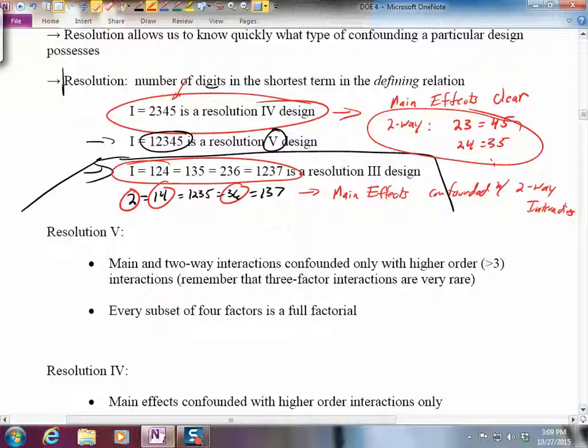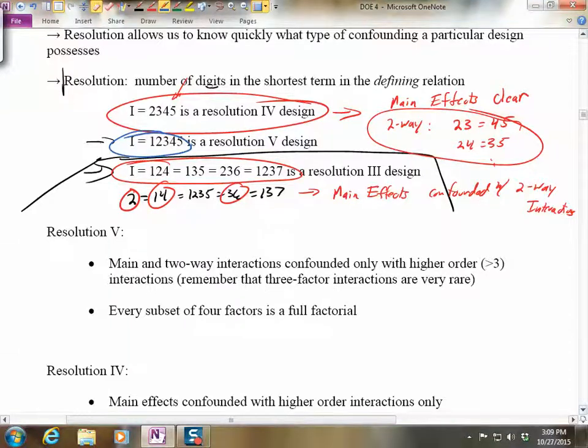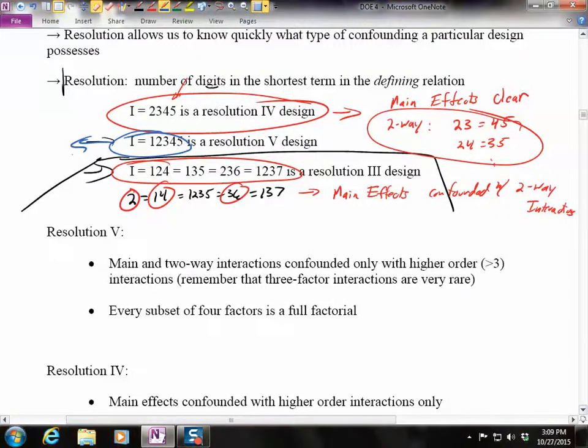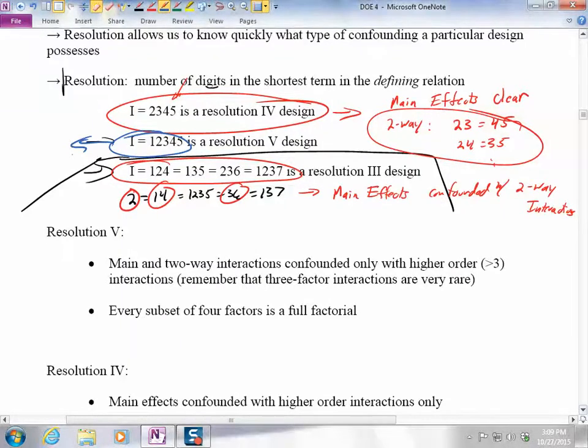That summarizes resolution 4. And looking at resolution 5 design, main effects are confounded with what? 4-way interactions. Great. Main effects are clear. Two-way interactions are confounded with 3-way, so they're clear as well. So resolution 5 is really nice. Both of the two types of things we're interested in, main effects and two-way interactions, are clear.